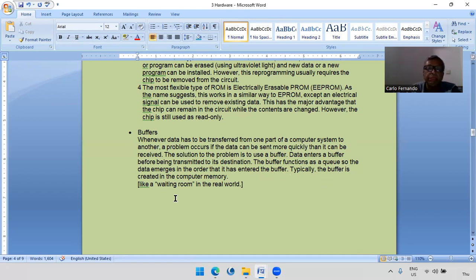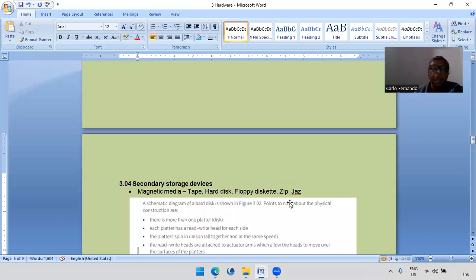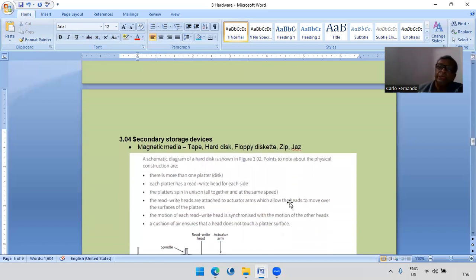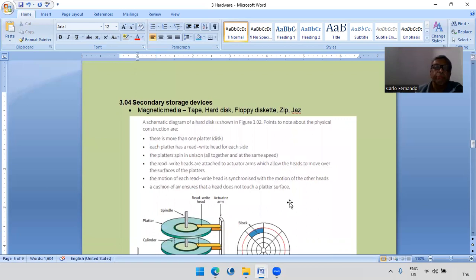Typically, the buffer is created in the computer memory. So it's kept in the computer memory, like a waiting room in the real world. In the real world also, you get waiting rooms, no? If you are not accepted or not ready, you have to wait until the others go. That's a waiting room, which is similar to the buffer in the computer memory. What you have to remember is, it's a temporary storage area and it's in memory, RAM.